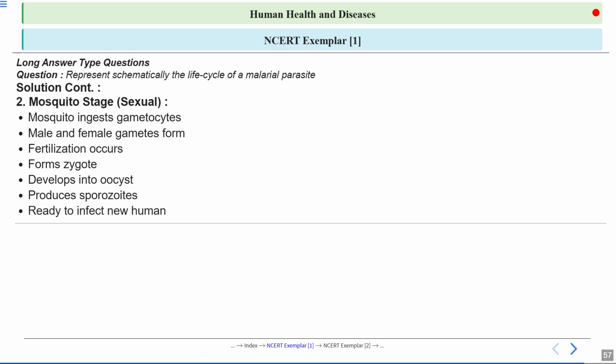We have two hosts: the human host, and the second host, the female Anopheles mosquito. And the female Anopheles mosquito is also acting as a vector.